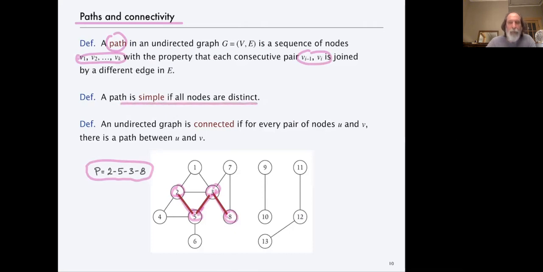A path is simple if all of its nodes are distinct. Right? So a path that's not simple revisits one of its nodes. Okay, so I can just quickly draw such a path. So if I take this path, there, okay, that path is not simple because it visits the 2 twice.